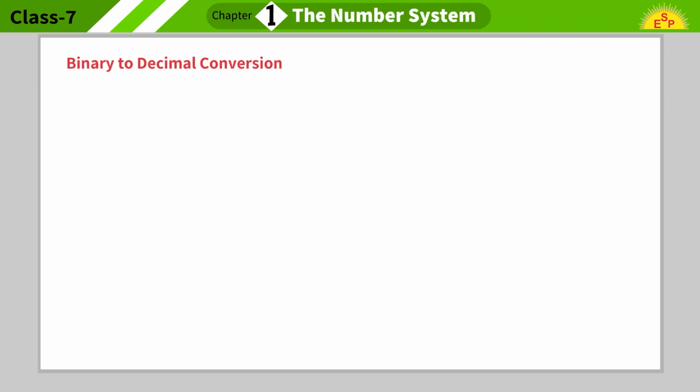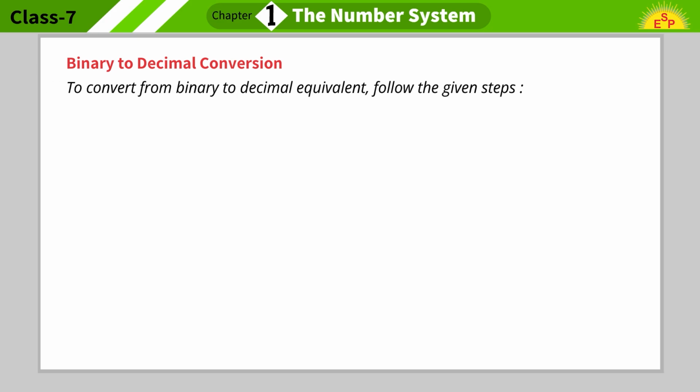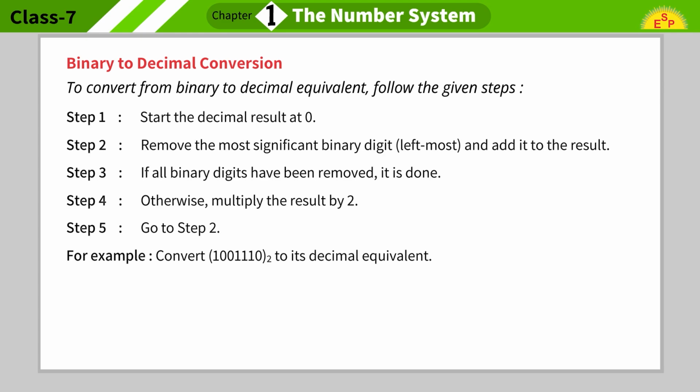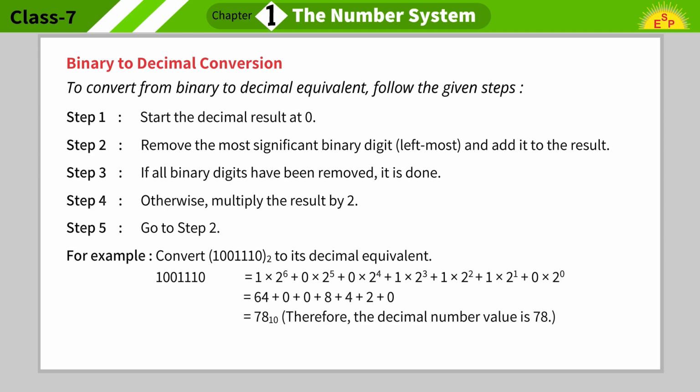Binary to decimal conversion. To convert from binary to decimal equivalent, follow the given steps. Step 1. Start the decimal result at 0. Step 2. Remove the most significant binary digit, leftmost, and add it to the result. Step 3. If all binary digits have been removed, it is done. Step 4. Otherwise, multiply the result by 2. Step 5. Go to step 2. Convert 10011110 base 2 to its decimal equivalent.